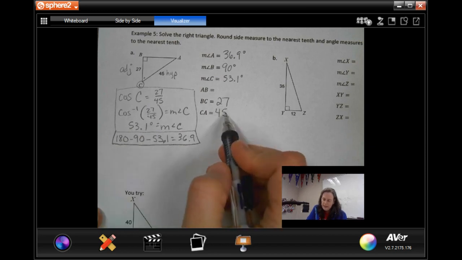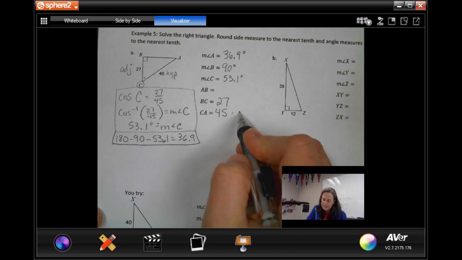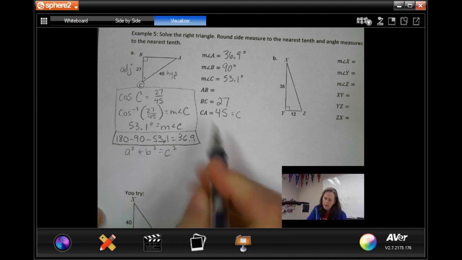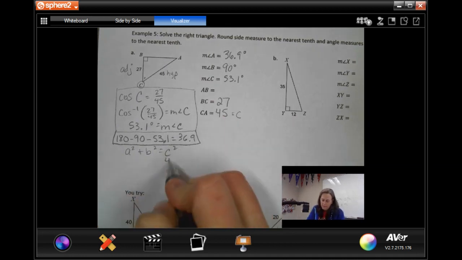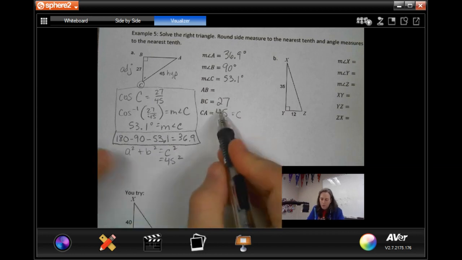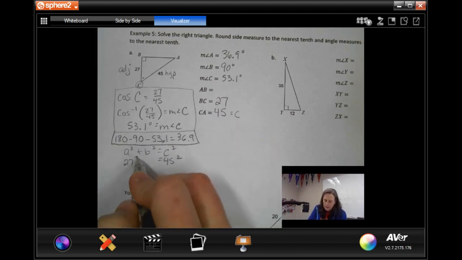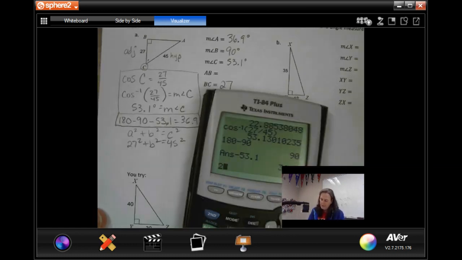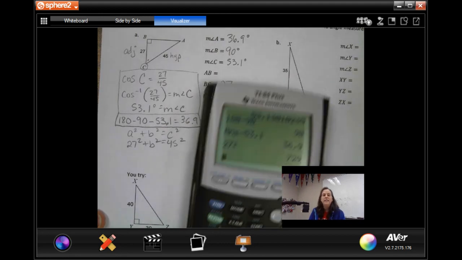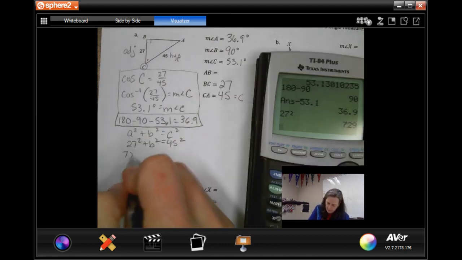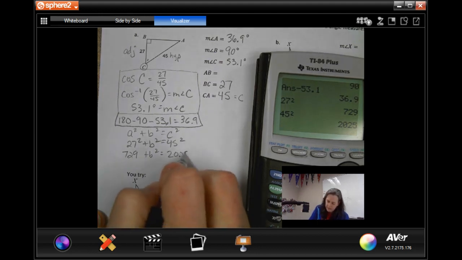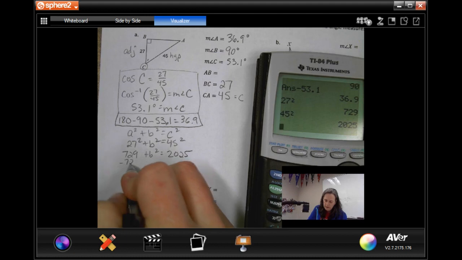And I need to figure out which side is the hypotenuse. That's this one. So this would be C in the Pythagorean Theorem. A squared plus B squared equals C squared. I'm going to put the 45 right there. And then I've got one of these two, 27 squared. And I don't know that one. So let's go ahead and solve for that last side. 27 squared is 729 plus b squared equals 45 squared, 2025. We'll move this to the other side.